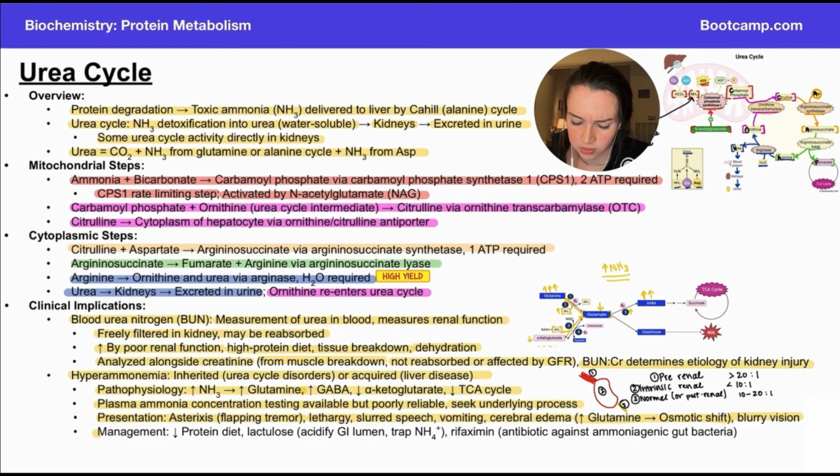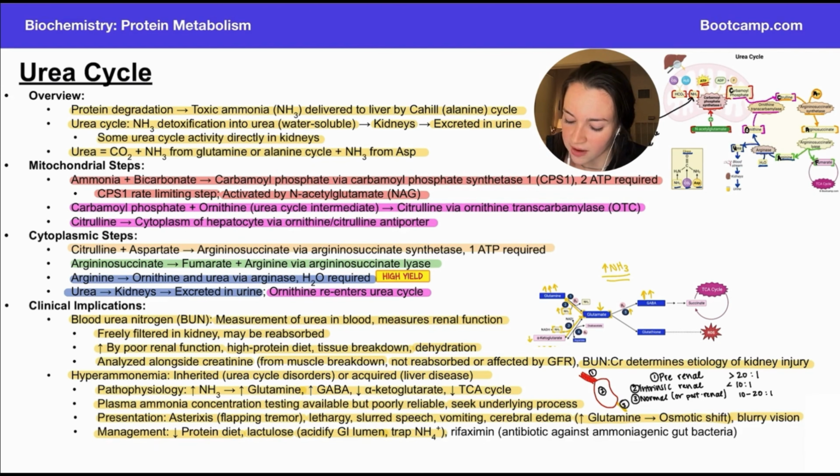So you can do a low protein diet. I mean, that's not going to help you so acutely. Acutely, you can give lactulose, which is actually a laxative. And the way this is going to work is it is going to acidify the GI lumen. And so all of that ammonia that was in the form of NH3 and could freely go back and forth between the gut and the blood, now it's going to go to the gut and it is going to get acidified and it's going to get trapped in the ammonium form, NH4+, and kind of get locked in the lumen of the gut and get stuck in the feces and be excreted.